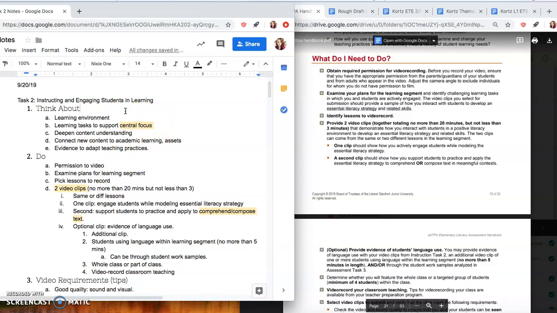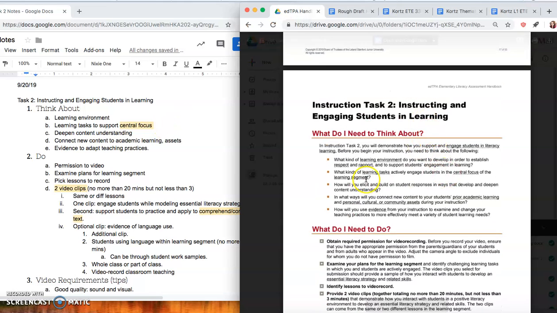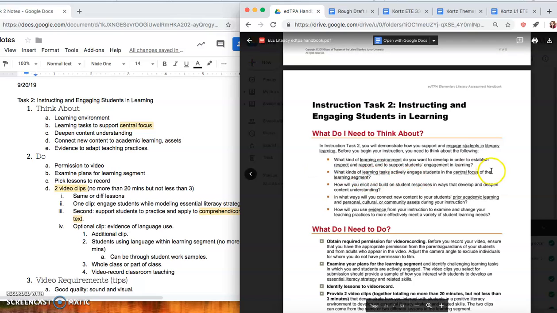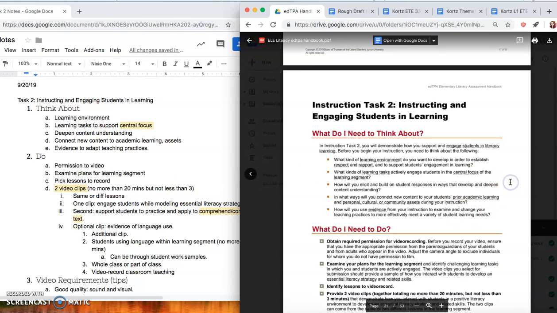One main aspect that each lesson must have is a central focus. If you scroll through the handbook, it also says that you need a central focus in the second point. What kinds of learning tasks actively engage students in the central focus of the learning segment? So a central focus is a specific statement that explains what the lesson will teach. It really guides the lesson, and that's why it's called a central focus. It's like the focal point of the lesson.